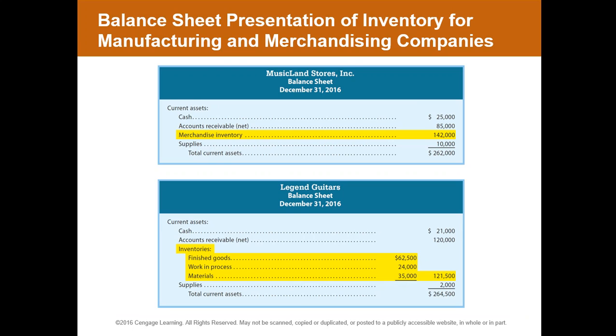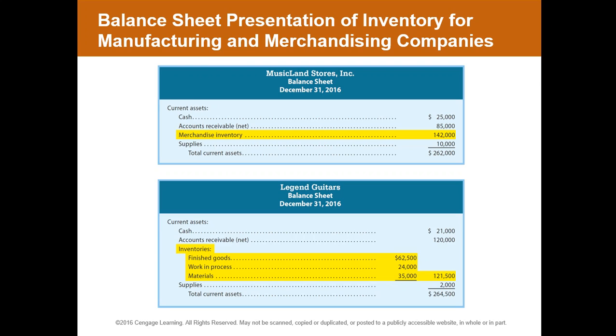There's our finished goods. Those are the finished materials, the finished product that are out on the sales room floor ready to be sold to customers. Finished goods for a manufacturer is the same thing as a merchandiser's merchandise inventory. It is what's for sale, ready to go.